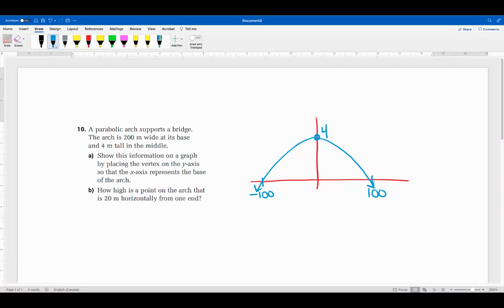And then they're asking how high is a point on the arch that is 20 meters horizontally from one end. So I guess what they're saying is if you go 20 meters this way and 20 meters this way, and you look up, these heights should be the same, right? So they're asking, what is this height equal to? We're going to have to come up with an equation for this.